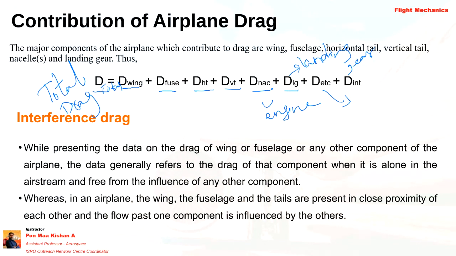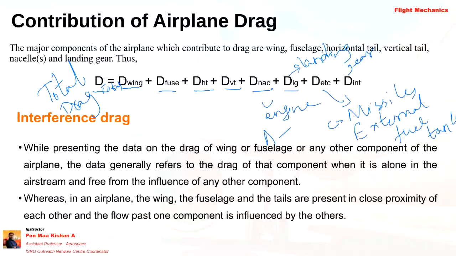Etc. means components like, suppose you are having missiles, external fuel tank, right? Antennas. For communication aircraft, antennas. So depending upon the purpose, the external stores or external surfaces will also provide drag. So we have to measure that drag also. Apart from that, we have to add one more drag, which is called interference drag.